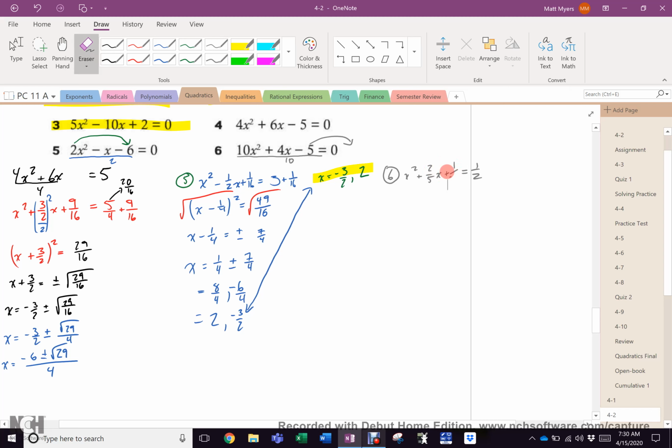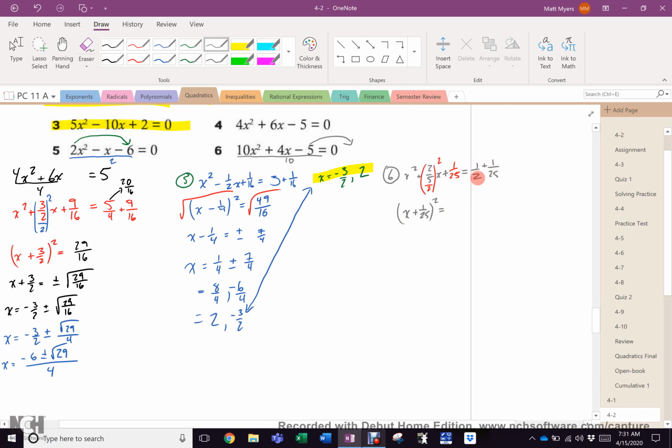Oh, it's not 4/100. Sorry, I divide that by 2 and square it, which is 2/10 squared, which is 4/100, which is 1/25. So now I have x plus 1/25 squared equals, I got to add 1/25 to this side.